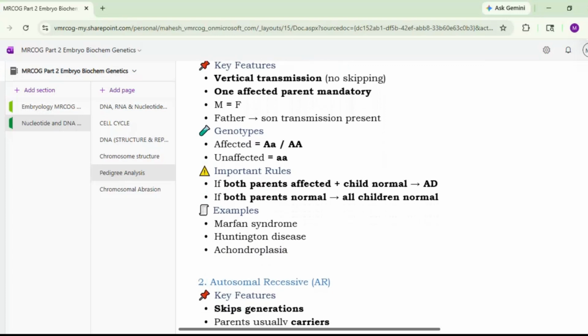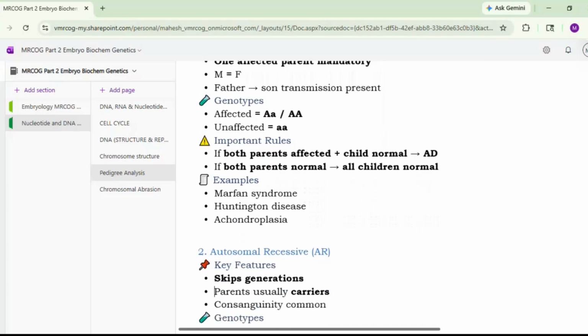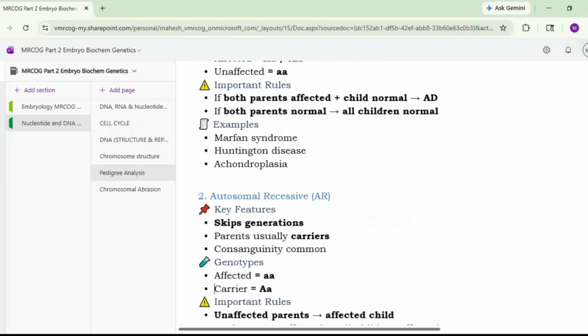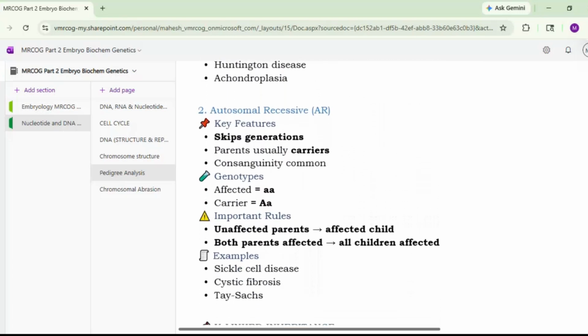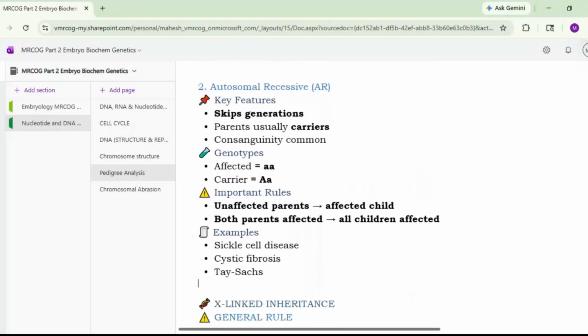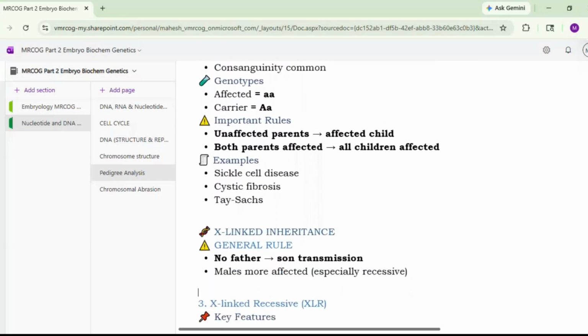Second is autosomal recessive. Key features are skipping of the generation. Parents are usually carriers. Consanguinity is common. The affected here are shown as small a a. Carrier will be capital A small a. So unaffected parents can have an affected child here. If both parents are affected, all children will be affected. Okay. Then examples are sickle cell disease, cystic fibrosis, and Tay-Sachs disease.